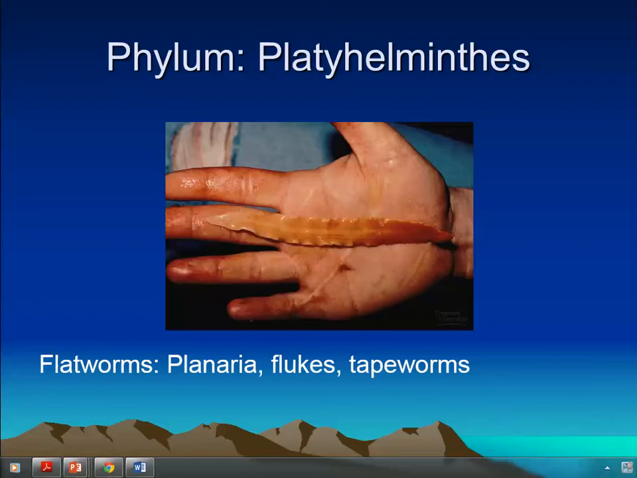Welcome back. We will continue our exploration of the animal kingdom, specifically the invertebrates. And hopefully you remember the last phylum we covered was Cnidaria, but this PowerPoint presentation starts with phylum Platyhelminthes. So Platyhelminthes are flatworms, and they include planaria, flukes, and tapeworms.